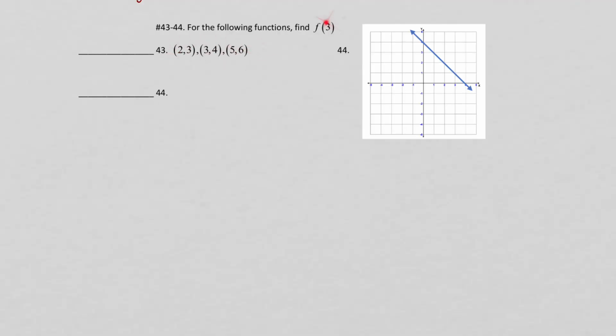For this function, f of 3, we find the 3 in the domain, not in the range. We're not looking at this. We find this one, and we pop out the corresponding range value, which is 4. Number 44 is this graph. The value of the function is the range value at the given domain value. So the domain values are x. So if we go out to 3, the corresponding y value is 1. So this is 1. Same like this. You go out to 3, which is this, the corresponding y value was 4.